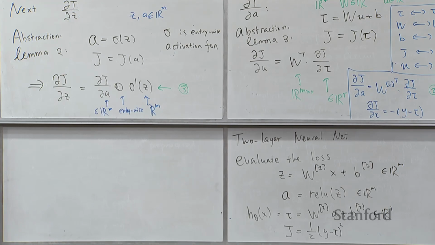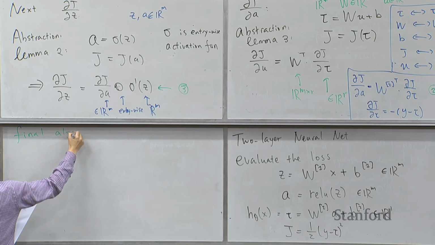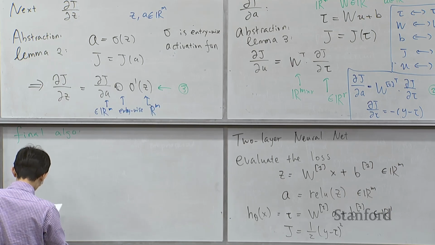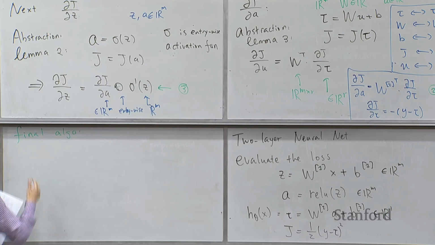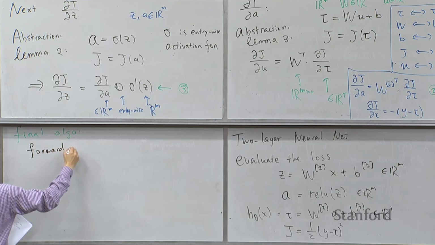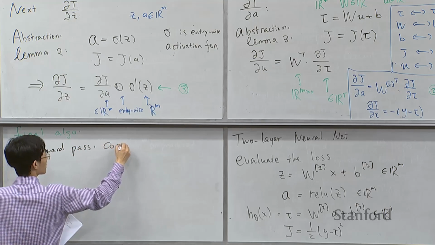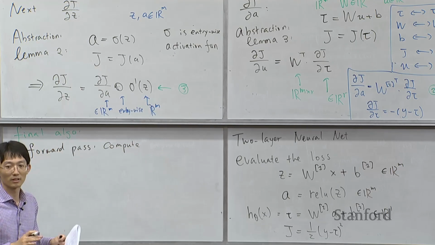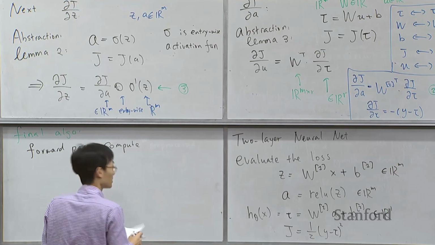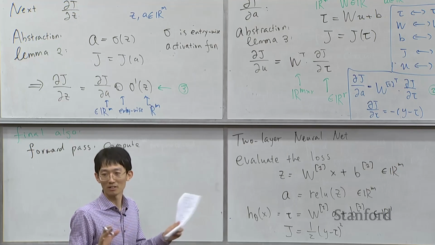So what you do is that you start from the last layer here. Let me just describe the final algorithm. So you first compute the so-called forward pass. So you compute all the values of all the variables. In some sense, I've already assumed that it's computed implicitly before.